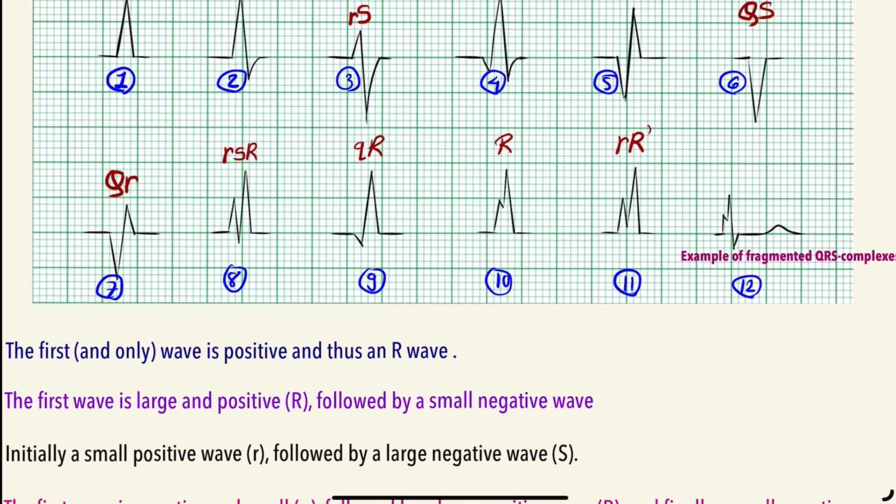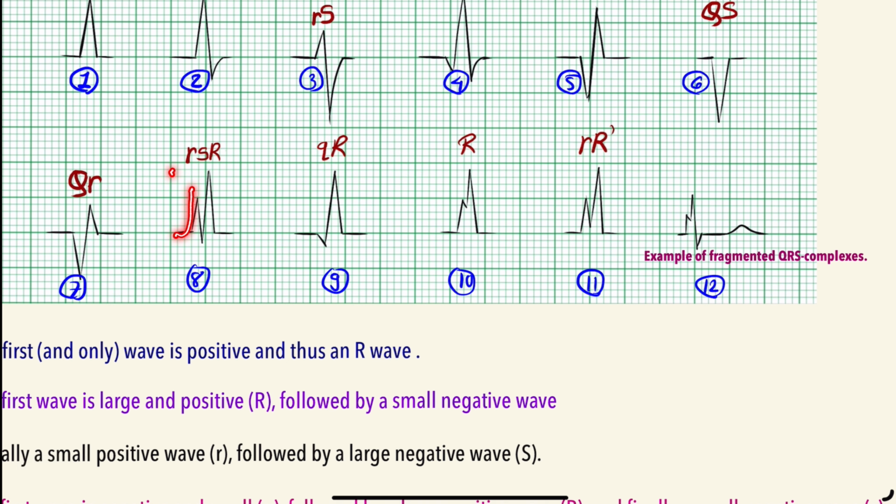The eighth example reveals a positive deflection followed by a negative deflection and then another positive deflection. We will name it RSR prime complex, or we can also call it rabbit ear complex. In the ninth example, a small negative deflection is followed by a positive deflection. We will name it QR complex. In the 10th example, we will see a notch on the R wave. We will name it R wave with notch.